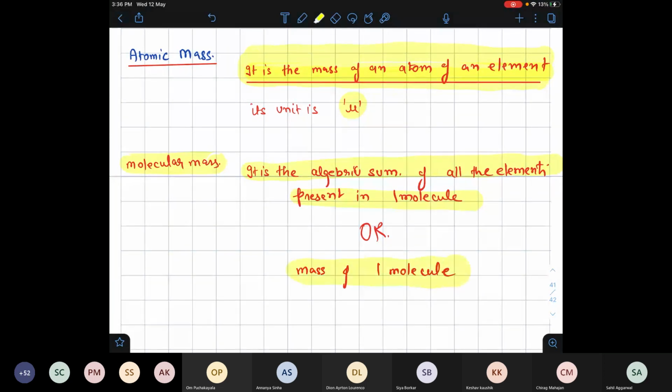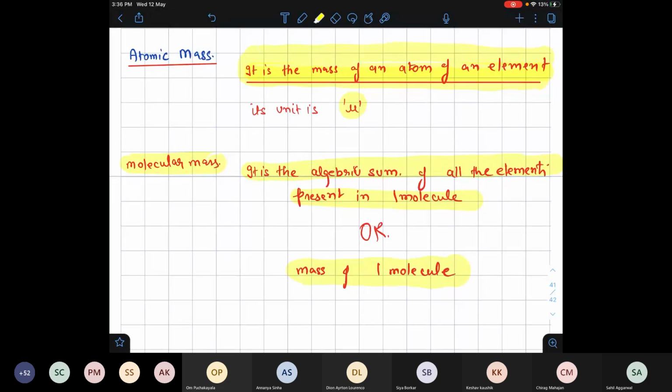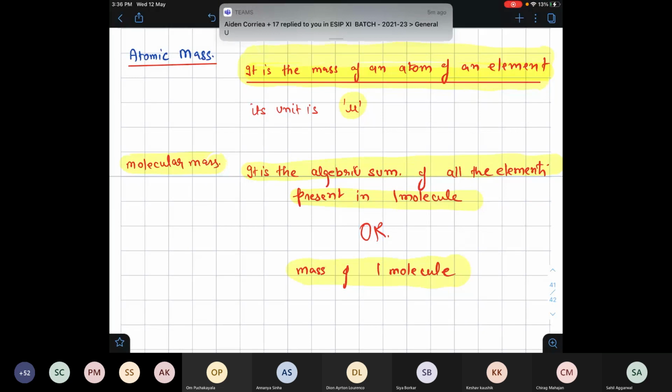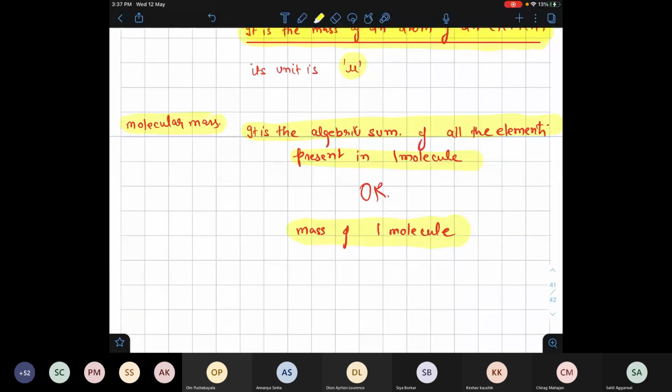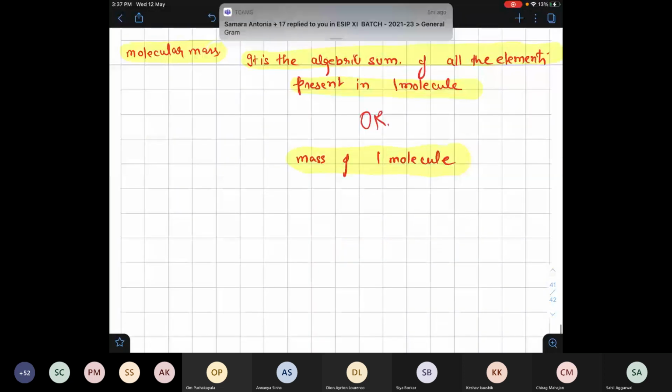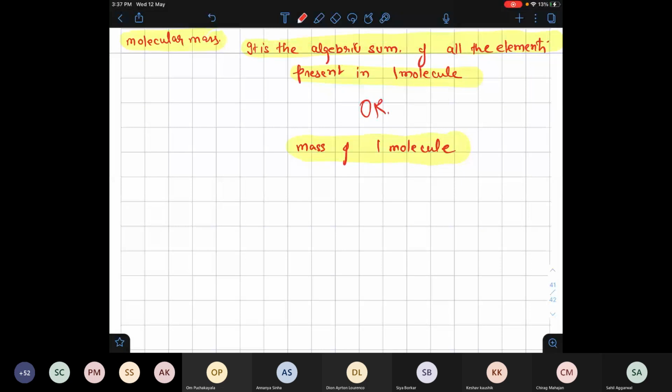इसकी यूनिट क्या होगी? सेम यूनिट होगी। We are just adding the atomic masses. हम कुछ नहीं कर रहे हैं, एटॉमिक मासेस को ऐड कर रहे हैं। अंडरस्टूड?